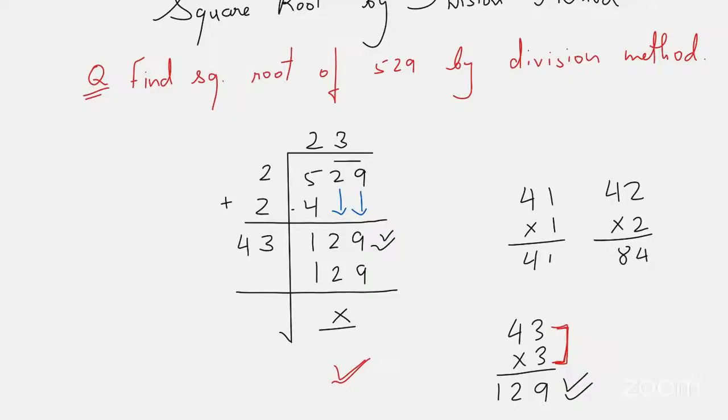Ma'am, you said that we should get a number that when we multiply by 2, we should get the answer. Then why did you multiply it by 3, ma'am? Why did I what, Hannah? Can you repeat that question? Ma'am, you said that we should get a number that when we multiply by 2, we will get the number on the right. Then why did you multiply 43 with 3?